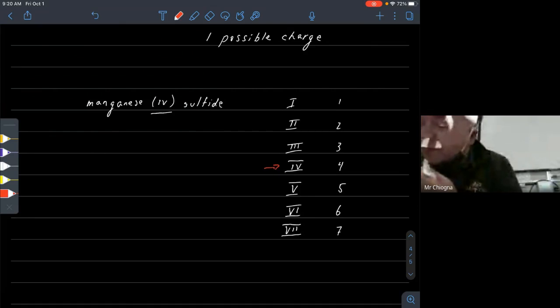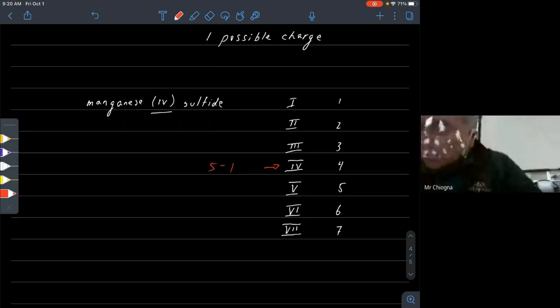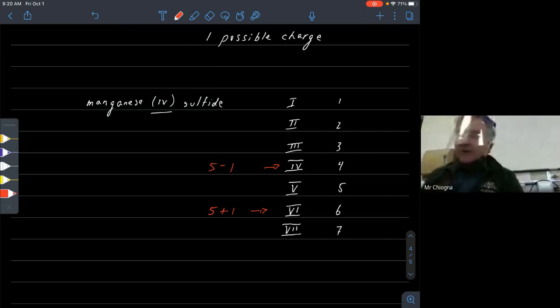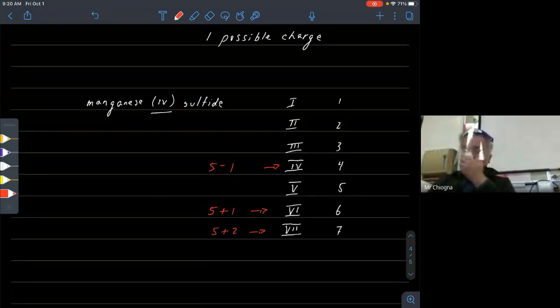If you see a 1 before the V, 1 before any Roman numeral means that number minus 1. So this is 5 minus 1. If you see the little 1 after the Roman numeral, in this case V plus 1, 5 plus 1, 6. 2 1s means plus 2. That's it.